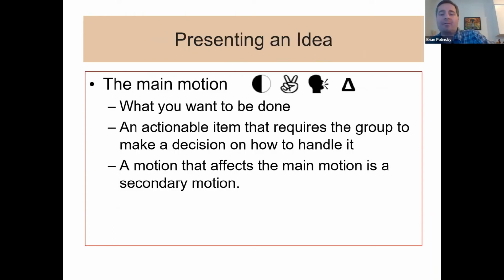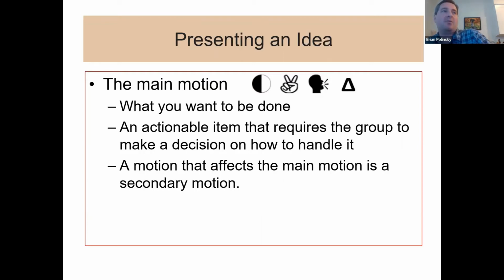So first we have the main motion. This is when someone wants to present an idea at the meeting. So for the main motion, that's basically what you want to be done. It needs to be an actionable item that requires the group to make a decision on how to handle it. And a motion that affects the main motion is considered to be a secondary motion. So most of the other motions that we're going to be talking about are actually secondary motions that affect the main motion. But the main motion is the one that actually gets things started.